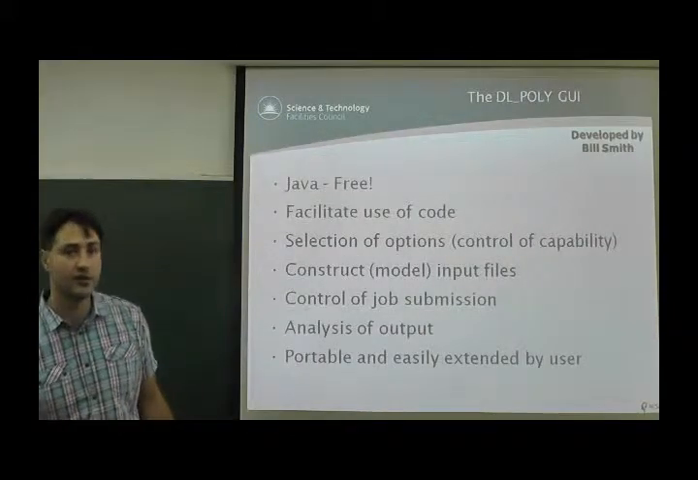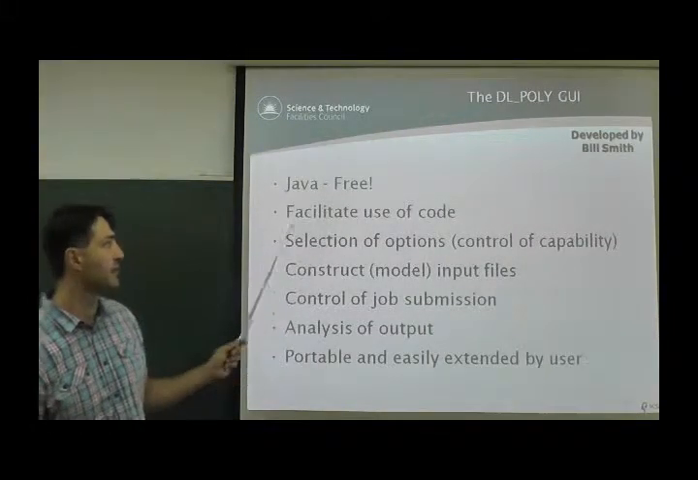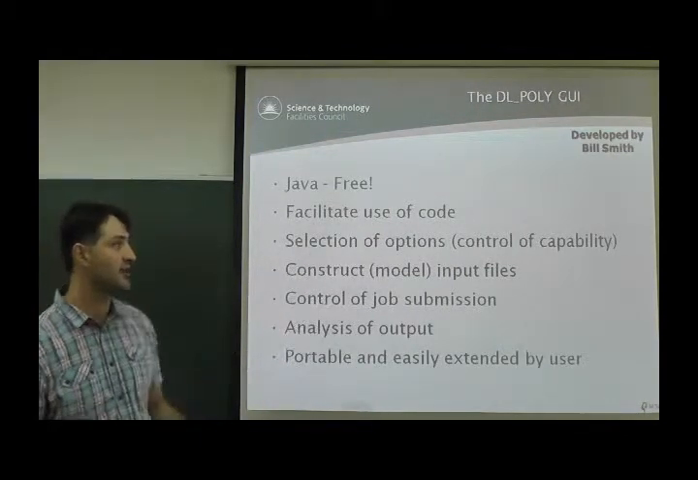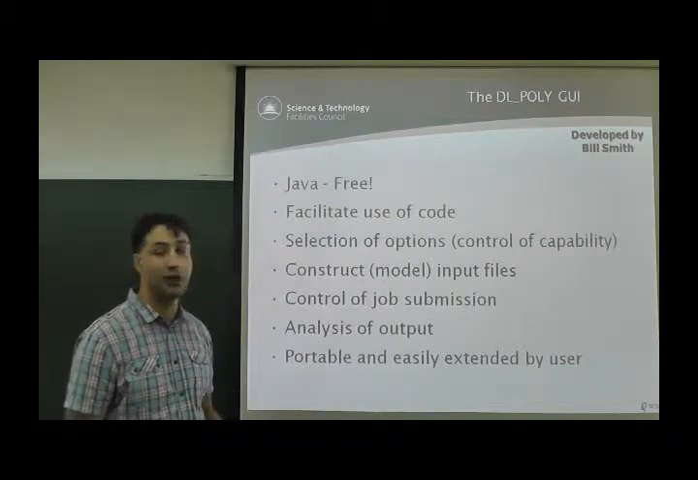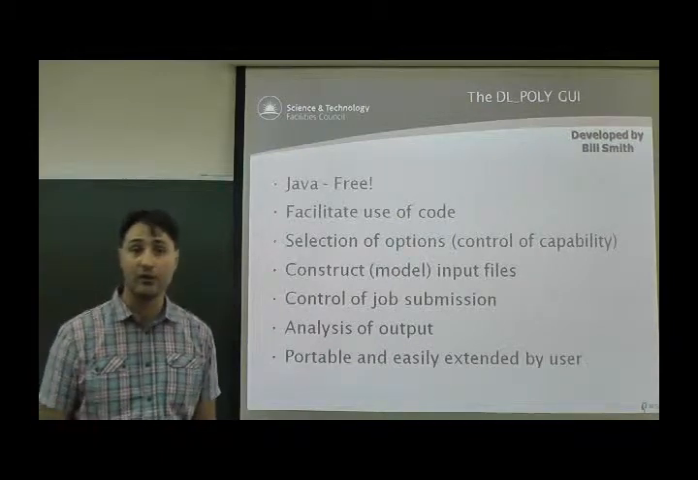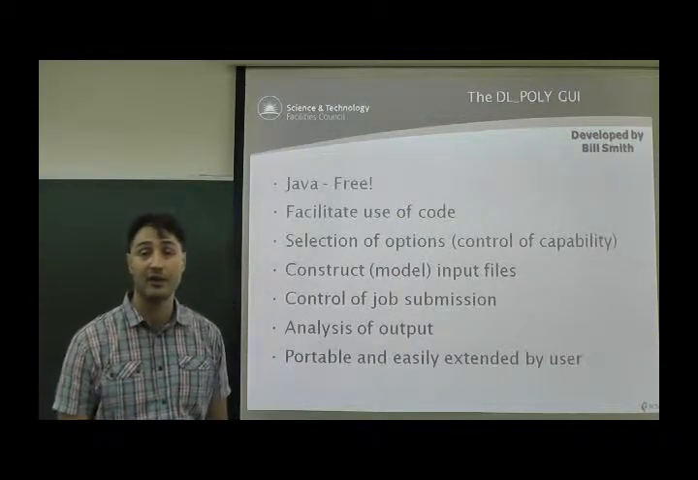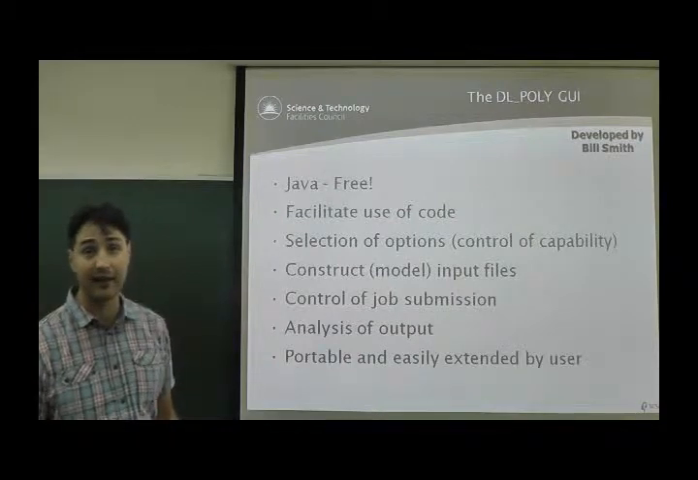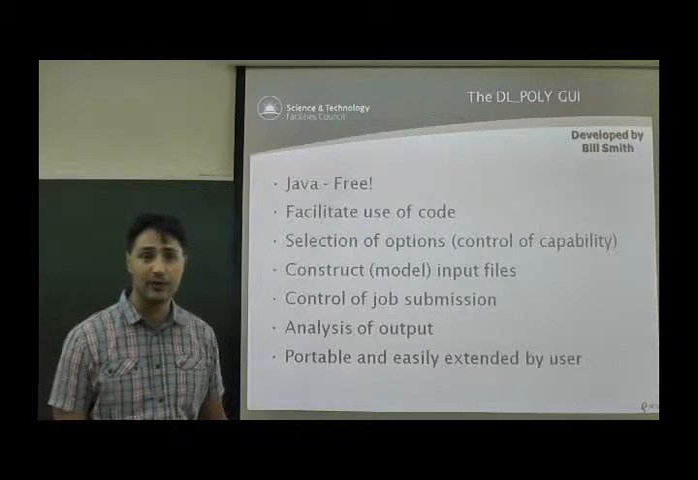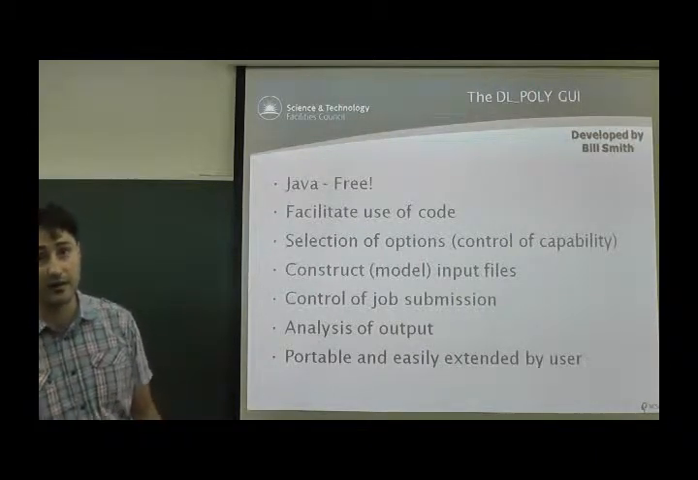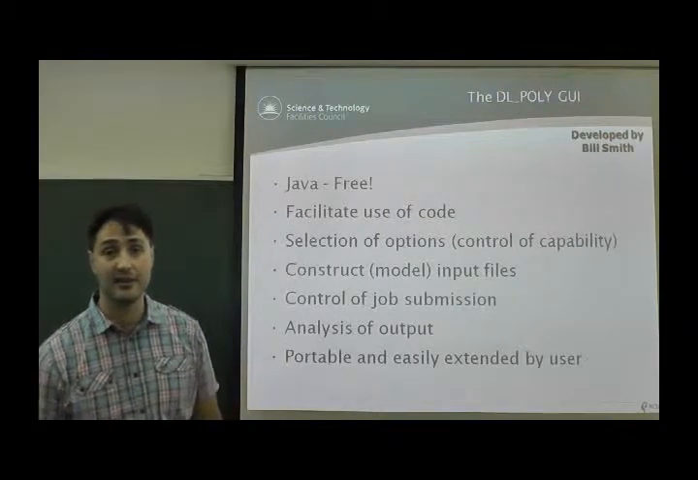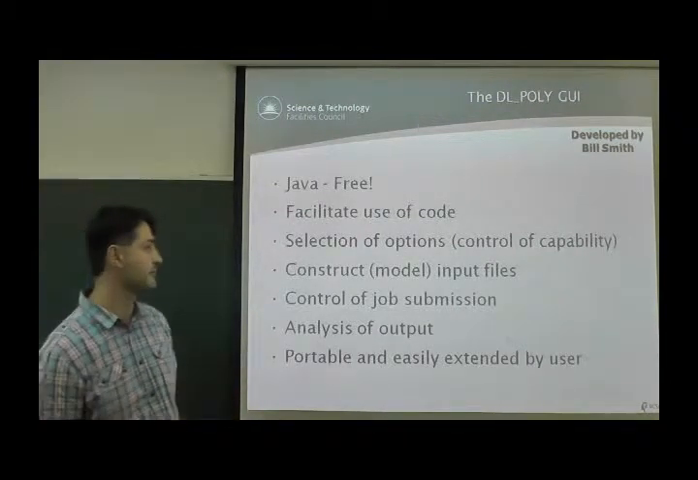One of the tools is the Java GUI. Java is free. It will facilitate the use of the code on any platform. There is a selection of options in the GUI that you can use for control capability. You can construct your own input files. You can control or submit jobs on the local system you run the GUI on. You can analyze the output files, even though they may have been taken from another system. And the GUI is portable and easy to extend by the user if they wish so, and they don't find the functionality that has been developed by Bill Smith.